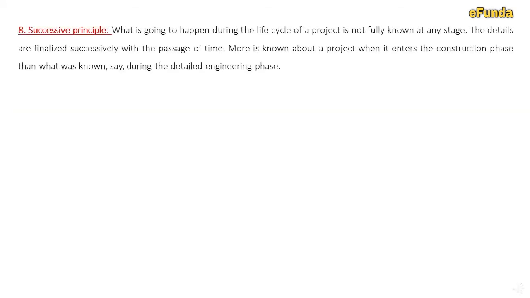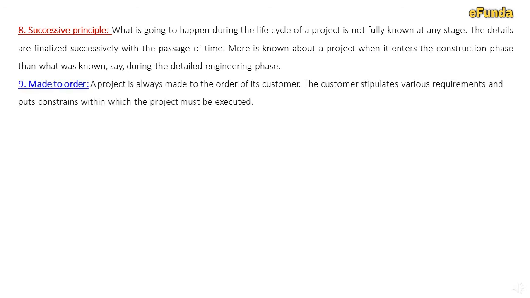Eighth point, successive principle. What is going to happen during the life cycle of a project is not fully known at any stage of the project. The details are finalized successively with the passage of time. More is known about a project when it enters the construction phase than what was known, say, during the detail engineering phase. Ninth, made to order.